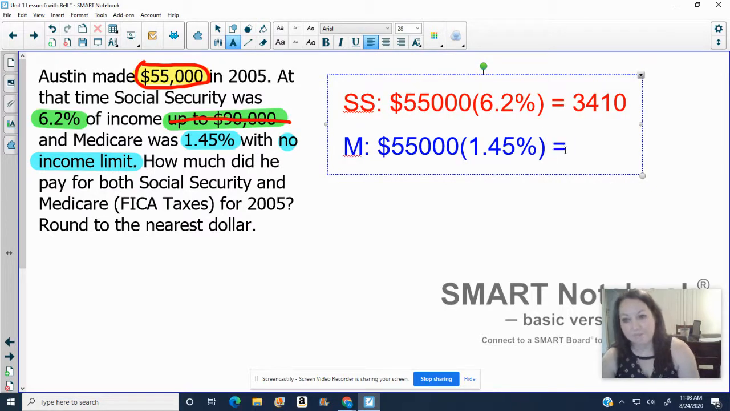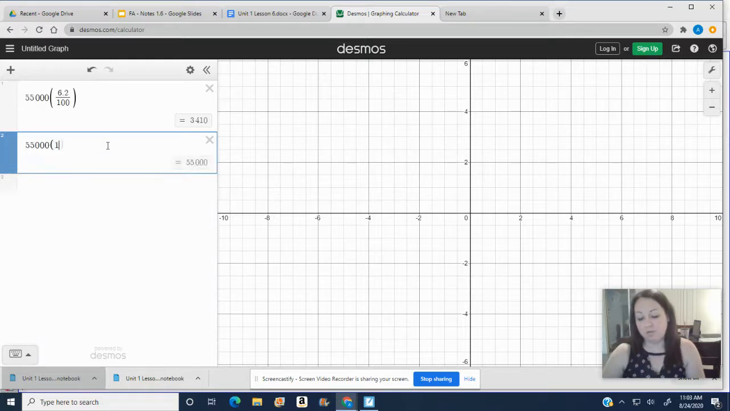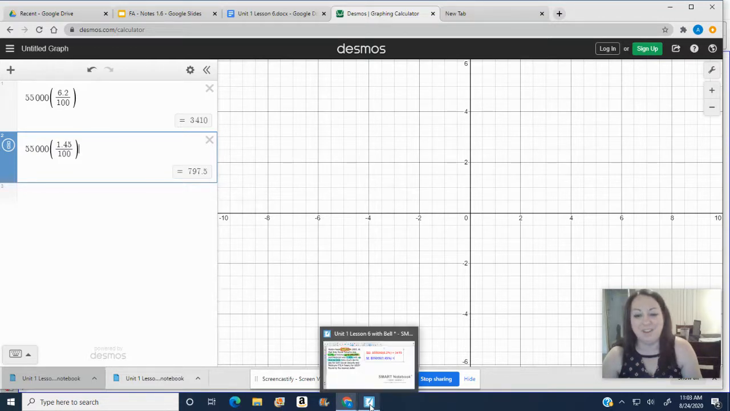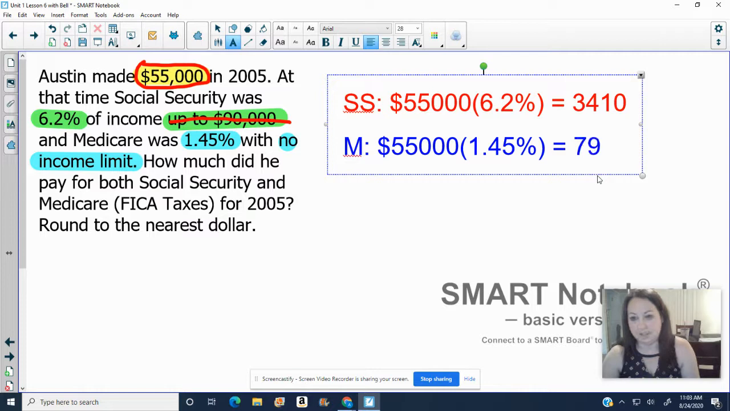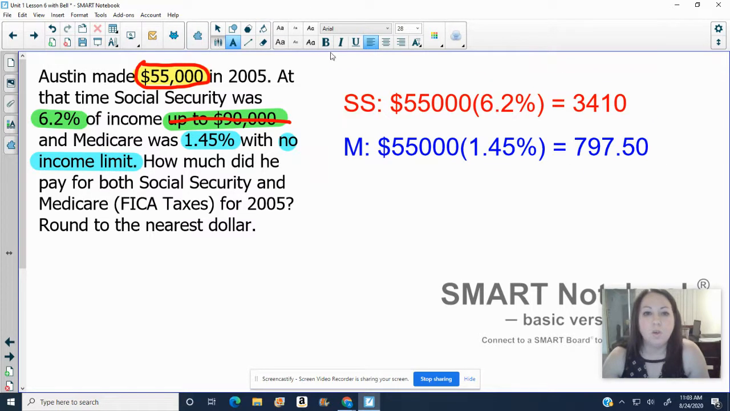Much better. Okay, and then I'm going to look at my Medicare tax. I'm still setting up with the 55,000. And I'm multiplying with our decimal or our fraction here, which is 1.45%, aka 1.45 out of 100. So it looks like on that one, for Medicare, he paid $797.50. We'll go ahead and set that up, type it in, 0.5 or 0.50, I don't really care. Okay, so now we have both of those amounts. We're gonna take a look.